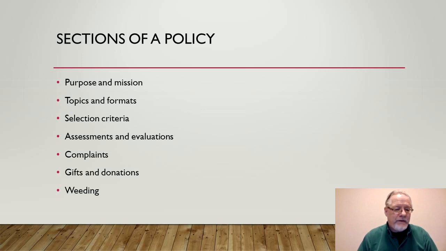Now, let's talk about sections of a policy. Now, this is primarily, if you will, from the group, and this is kind of a repeat of the previous slide. That is, a section of a policy should have a purpose and mission, topics and formats, selection criteria. How is the collection assessed and evaluated? How do you handle complaints, and how do you handle gifts, and how do you handle weeding?